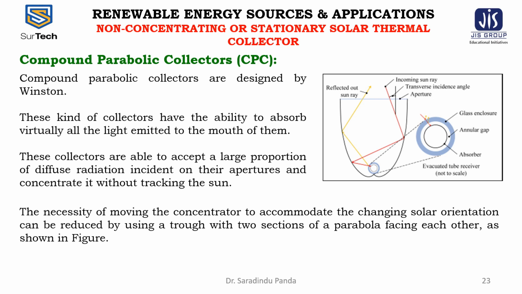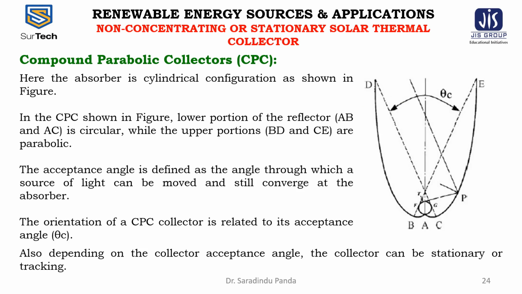By using multiple internal reflections, any radiation that enters the aperture within the collector acceptance angles finds its way to the absorber surface located at the bottom of the collector. The absorber can take a variety of configurations. Here the absorber is in a cylindrical configuration, as shown in the figure.